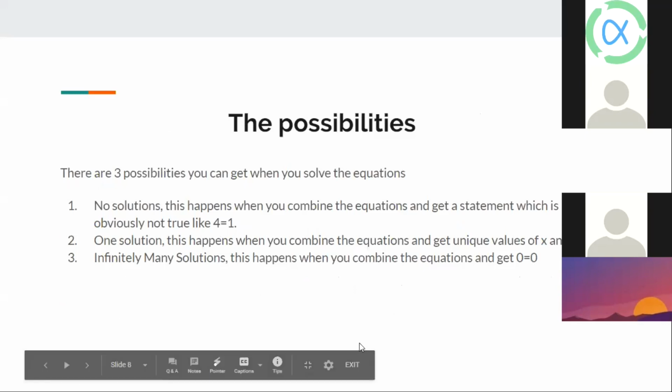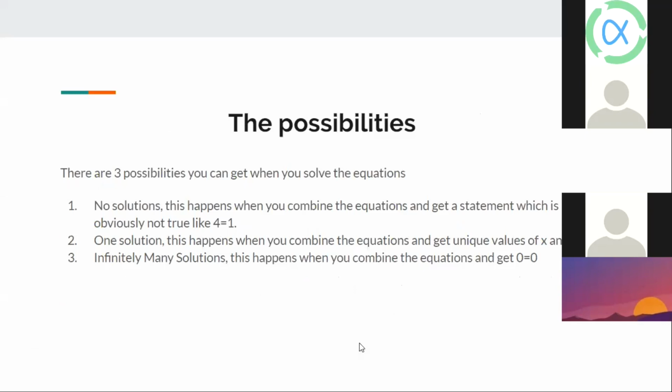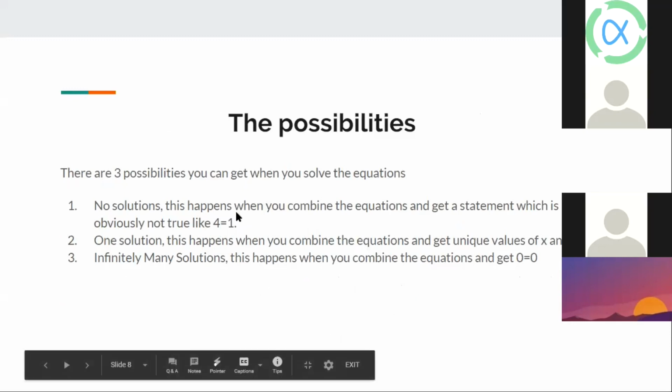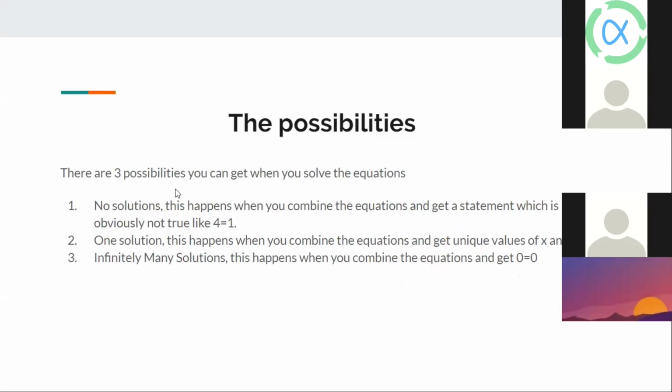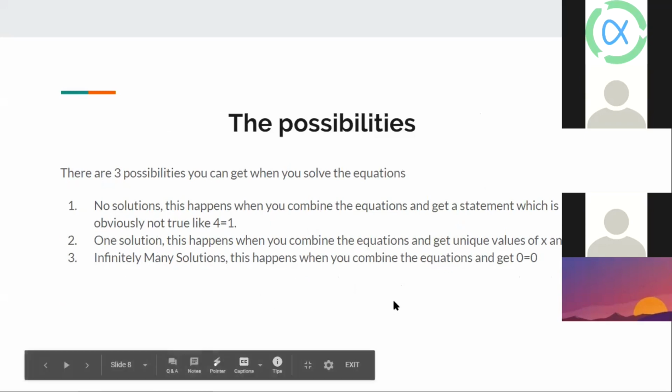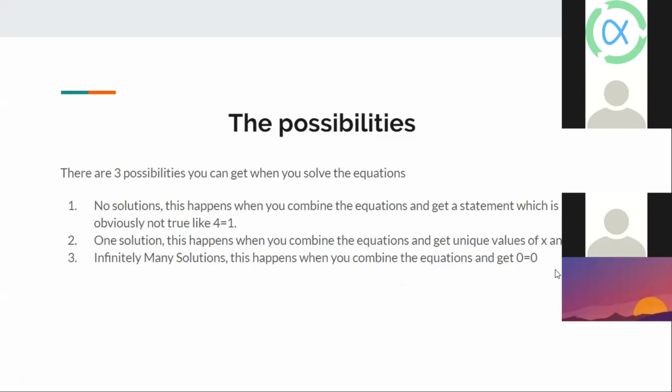Okay, so there's three main possibilities you can get when you're solving the equations. If you add the two equations and you get a statement like 4 is equal to 1 or something like that, then the system of equations has no solution. And as we saw before, if we get something with the elimination, where you get like 11y is equal to 66 or something, then there's only one solution. And if you combine the two equations and you get 0 is equal to 0, then you have infinitely many solutions.